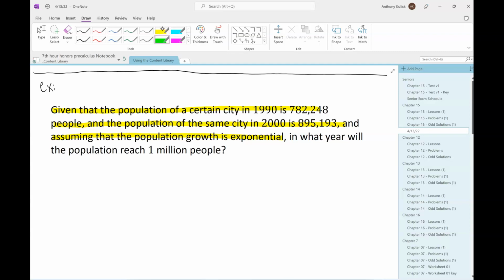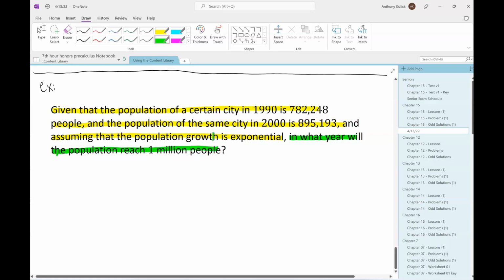And the second part of my question then is going to ask to solve that model for some specific value. Do you guys kind of see that?